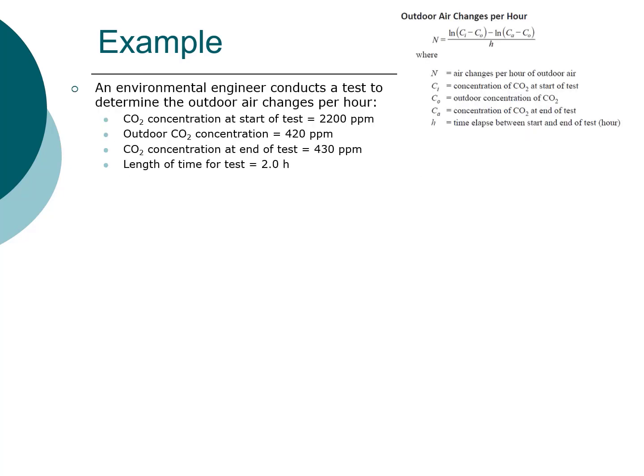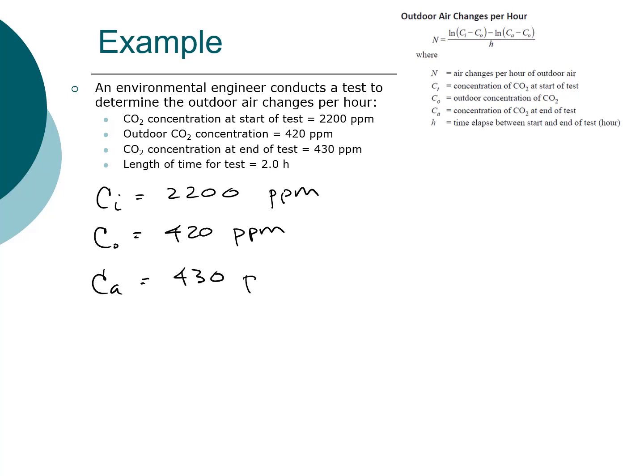So again, let's just write this, and we'll use their notation. C sub I is the concentration of CO2 at the start of the test. C0 is the concentration of CO2 from the outdoor air, so it's the concentration outside. C sub A is the concentration at the end of the test. And the length of time is 2 hours.